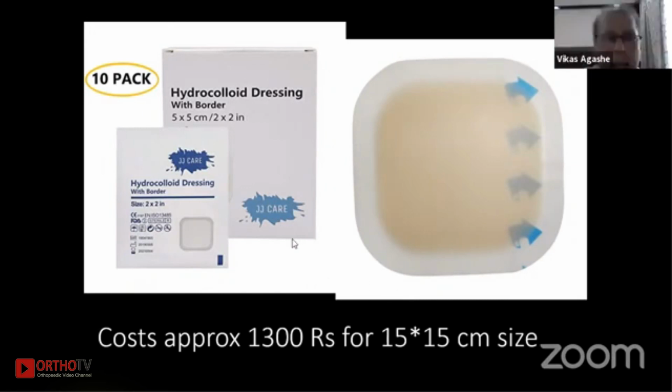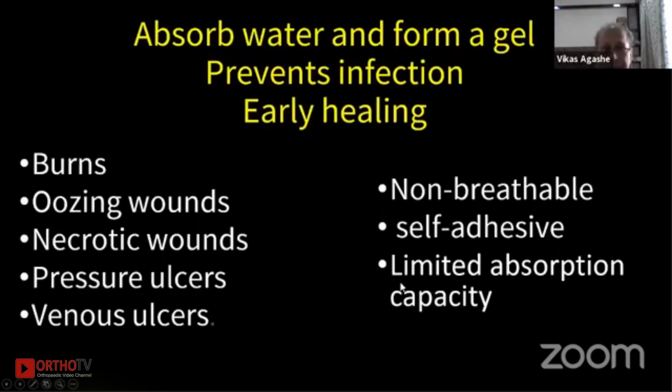Yeah. So these hydrocolloid dressings are also useful. Almost 1300 rupees for 15 by 15 size. Many people have started advocating this for joint replacements. So these absorb water and form a gel which prevents infection. They are often used in burns, oozing wounds, necrotic wounds, pressure ulcers. They are very useful. Venous ulcers.